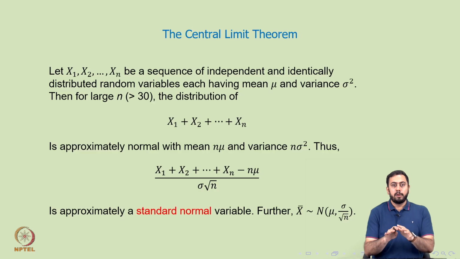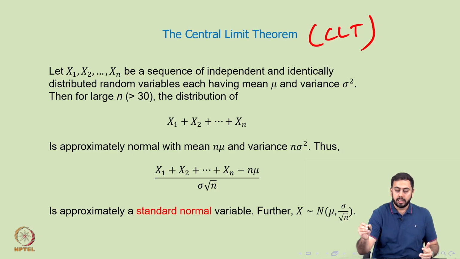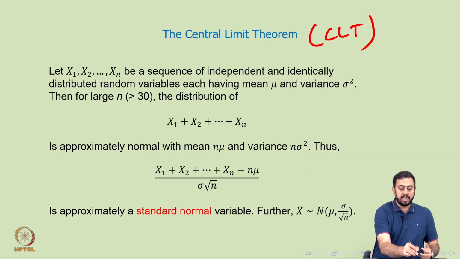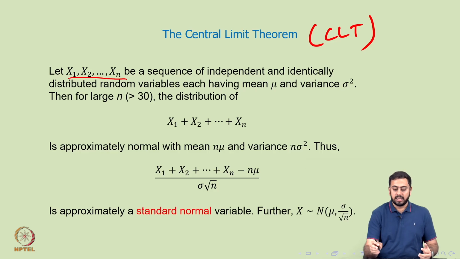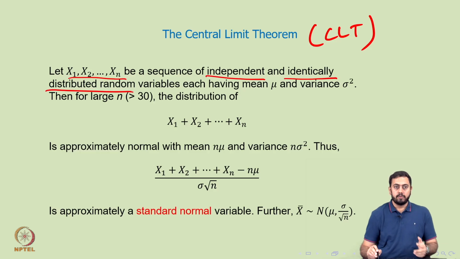Okay. Now finally, we will close the session with a very important theorem called the central limit theorem. You must have heard about the central limit theorem, or in short CLT, and we will describe very briefly what we mean by CLT. Assume that you have a sequence of independent and identically distributed random variables, x1, x2, x3 up to xn, which we call IID. Each has a mean mu and variance sigma square.